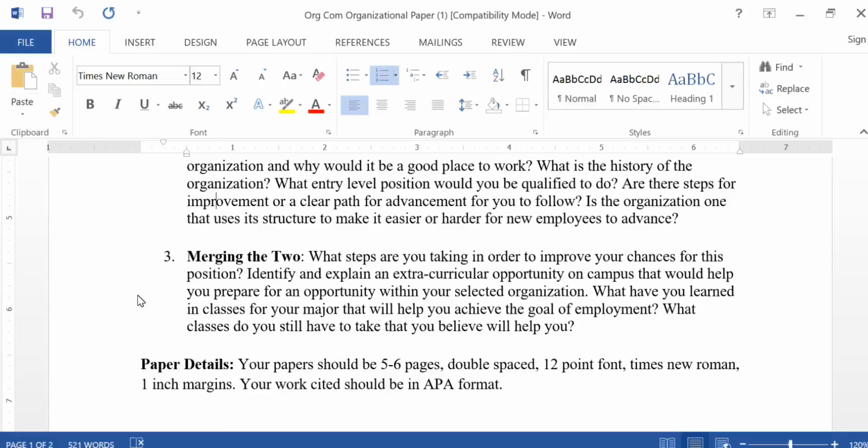What I want you to do in merging the two sections is start to see how the things that you've done and the skills that you possess come together to make you a uniquely good candidate for this potential organization. This is where you sell yourself. This is where you put the things that the organization wants in contrast with the things that you have and make the case for me that you would be a good fit for this organization.